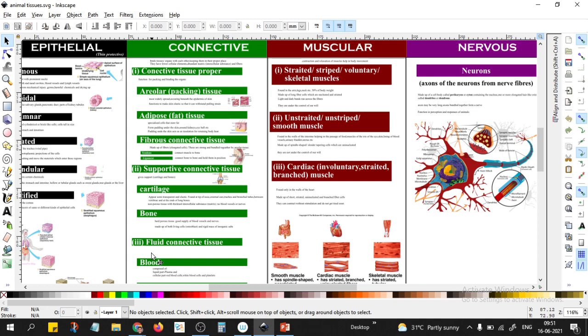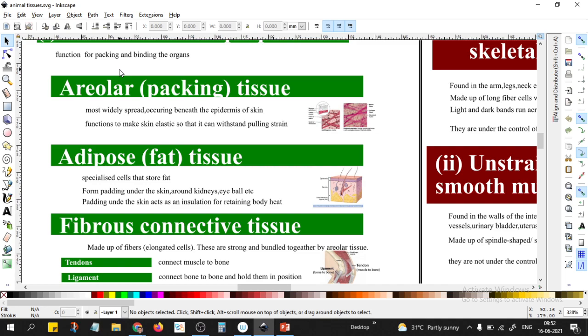Okay, so let us see in more detail about the connective tissue proper, that is the areolar tissue. The term sounds something like air. Okay, so just like the bubble wrapping will be coming, sometimes you order some things online or something, you get some bubble wrapping inside that. So it's kind of packing, areolar packing.